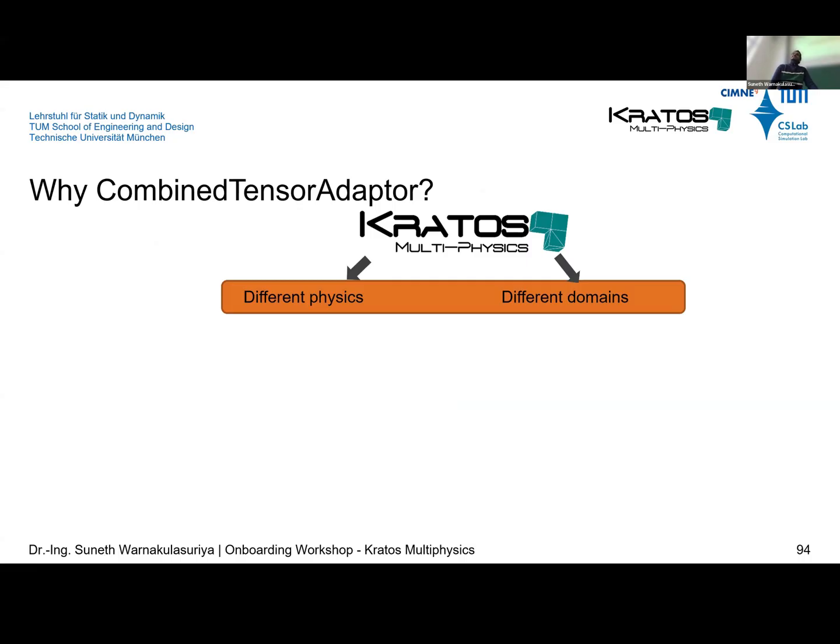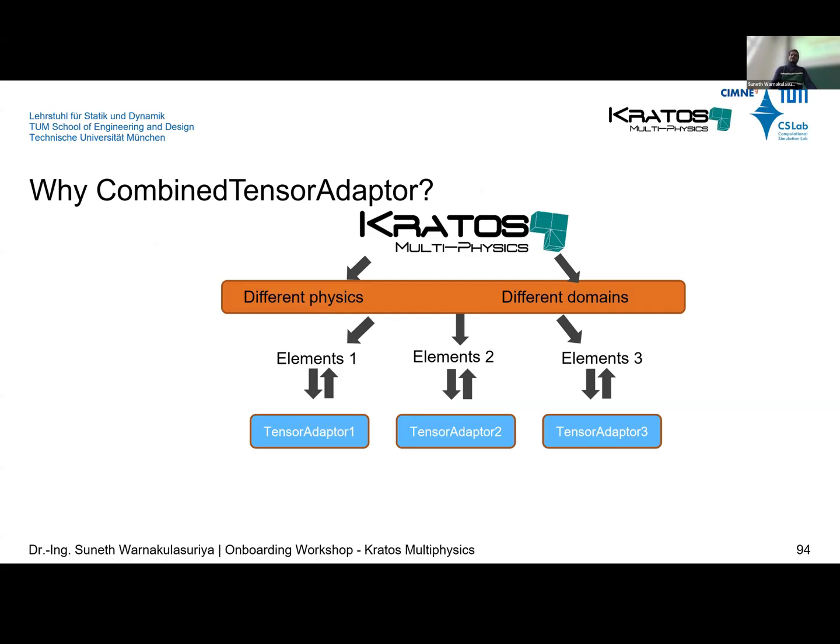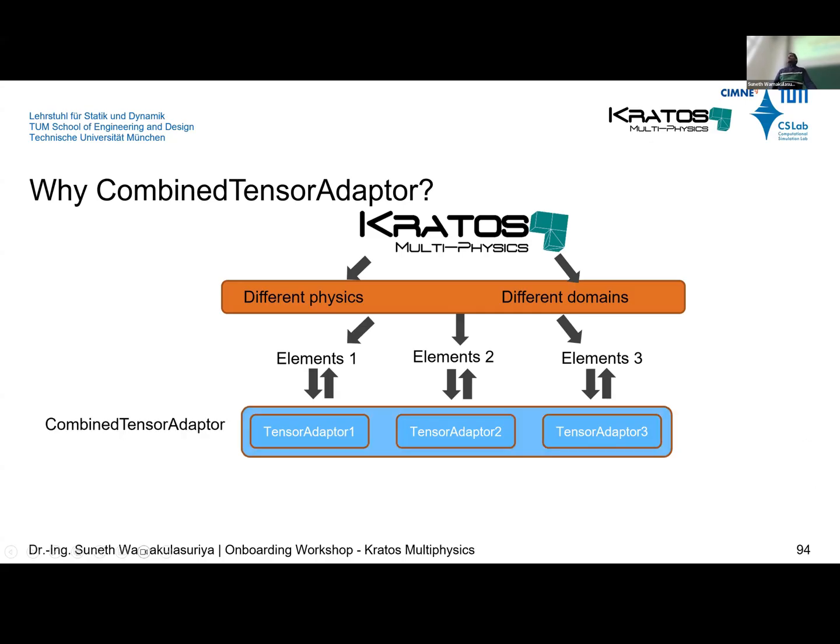So then there's something on top of that, something called a combined tensor adapter. Since Kratos multiphysics is basically different physics and different domains, sometimes you have 3 elements, and then this is element type 1, not elements 1. So this is element type 1, element type 2. This one can be maybe convection diffusion. This one can be fluid. This one can be structural. I don't care. And then they can have their own tensor adapters for the whole model part. Then you can have one combined tensor adapter combining these 3.